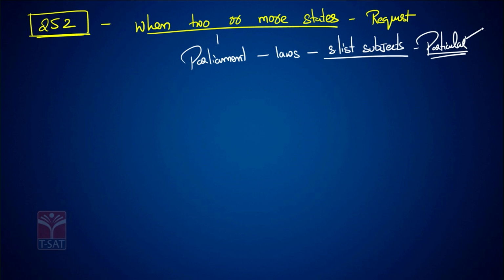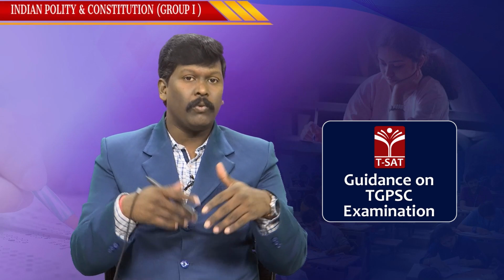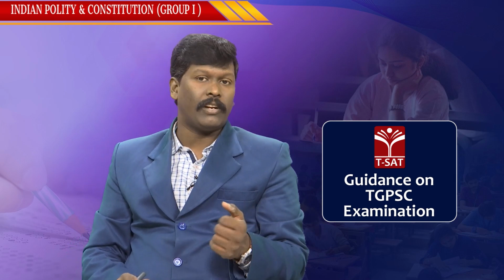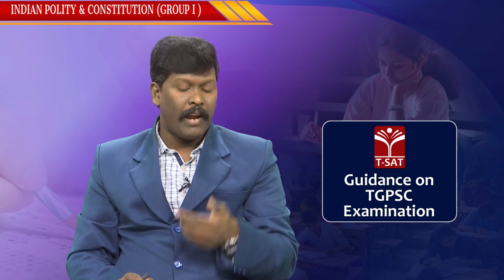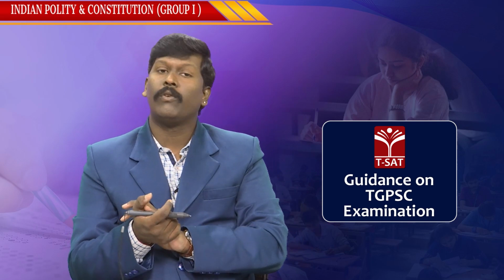Imagine if Telangana and Chhattisgarh have requested the government of India to make laws on a subject which is part of the state list. Then the parliament can make a law on that particular state list subject for Telangana and Chhattisgarh only. When two or more states request, the parliament can make laws on state list subjects. For example, we have the Wildlife Protection Act of 1972. It is made by the parliament on the request of a few states. This is your Article 252.